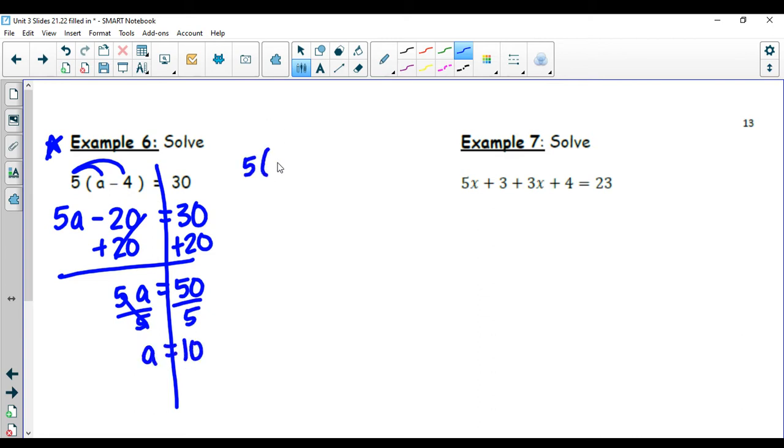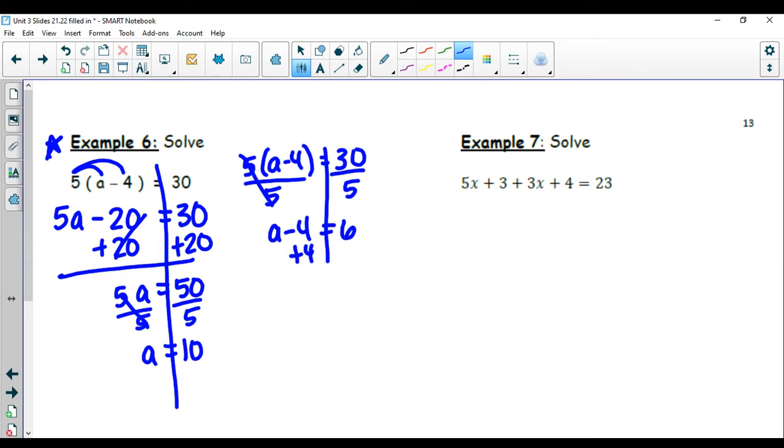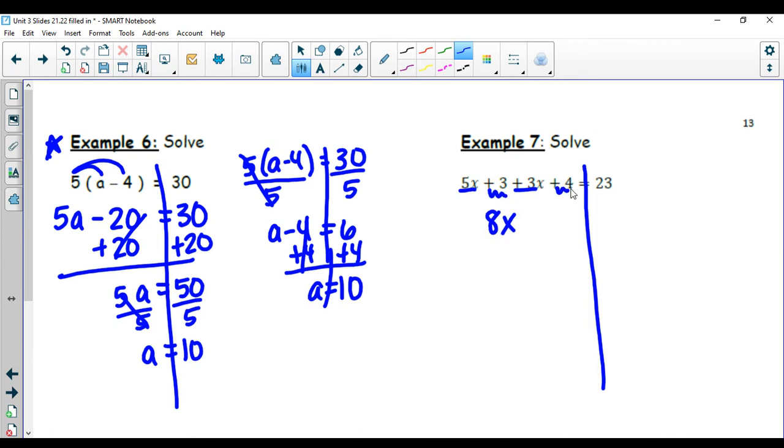Now, had you done the other strategy, equals 30, you would have divided by 5, which would cancel that out. And then you get a minus 4 is equal to a 6. Add 4 to both sides, and you would still end up getting a equals 10 using either of those strategies. Example number 7, this one's a combine like terms, so I have 5x plus 3x, that'll get me 8x, a plus 3 and a plus 4, which will get me a plus 7, and this is equal to 23.